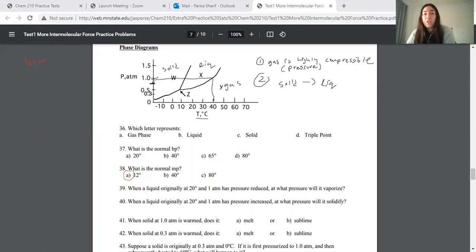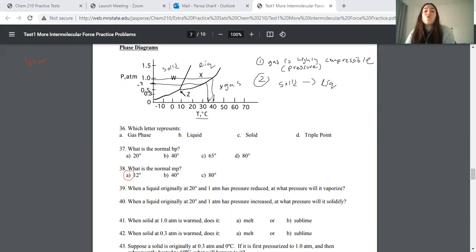I don't know what the pressure is on Mount Everest. I just know it's lower than sea level. So let's say we're at like 0.8 atm. Let's see what temperature we'll need to boil whatever we're boiling. And it's a little bit less. It's like 35 degrees Celsius. So this is why we can boil things easier at higher elevations.